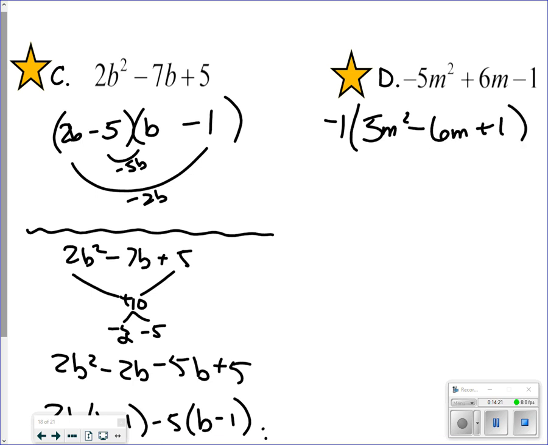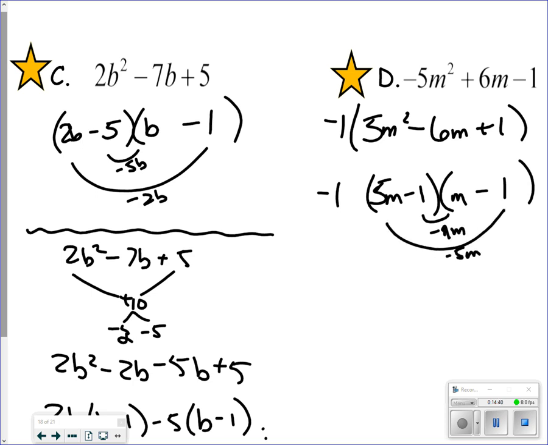All right, now it's a matter of pick your method. So if I decided I'm going to do guess and check, then I need 2 things that'll multiply to be 5m squared, and then 2 things that'll multiply to be +1. Check it, -1m, -5m, adds up to the middle. I do want to do this in both methods. So let me scroll down here.